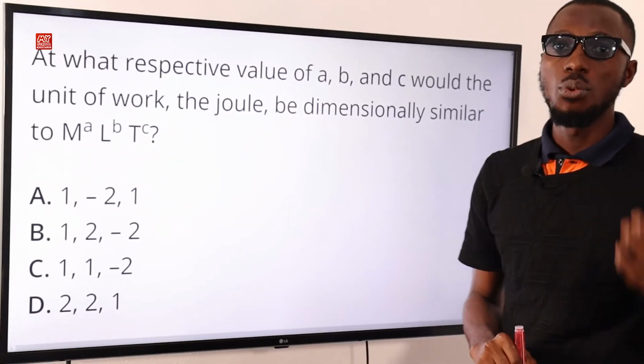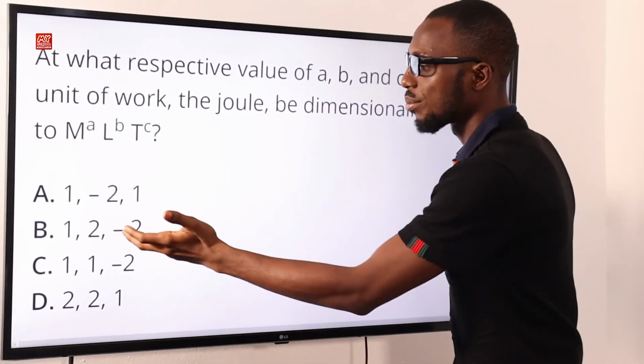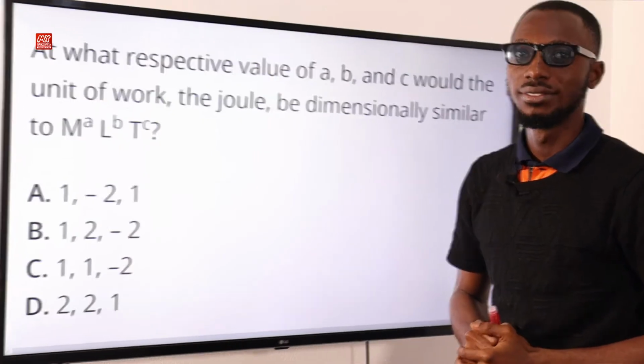So right here we have 1, 2, and minus 2. So the correct option here is option B.